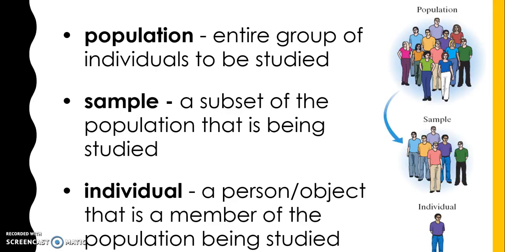So a lot of times we can't obtain the data for an entire population, and that's simply because our population is too large. So for instance, we may be looking at the entire United States. A sample is a subset of the population that's being studied. So because we can't obtain data for the entire population, we'll just look at a sample. And then lastly, we have an individual. That is just a person or object that is a member of the population being studied.